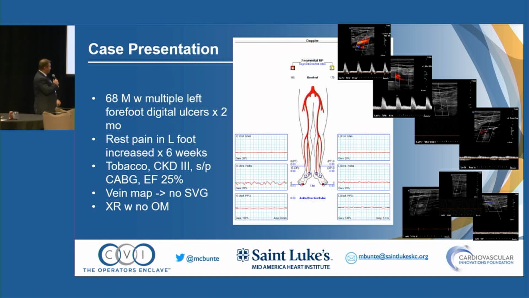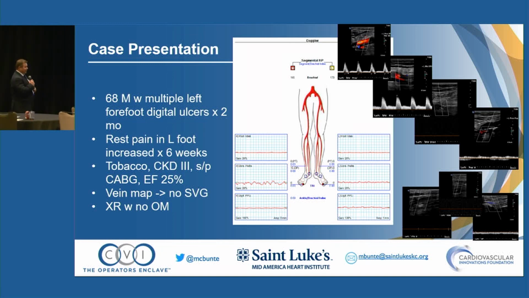So I'm going to present a 68-year-old gentleman with multiple forefoot digital ulcers for a couple of months, and rest pain in the left foot that has increased over the last 6 weeks. He has tobacco use, CKD3, and had a bypass, his EF is 25%, so he's high risk. We vein mapped him, he has no SVG for bypass, and X-ray is negative for osteomyelitis. This is actually a partner of mine, so our vascular center is unique in that we have 4 vascular surgeons, an interventional cardiologist, and then 2 IR docs that work in our vascular center. So this is one of my IR doc partners.